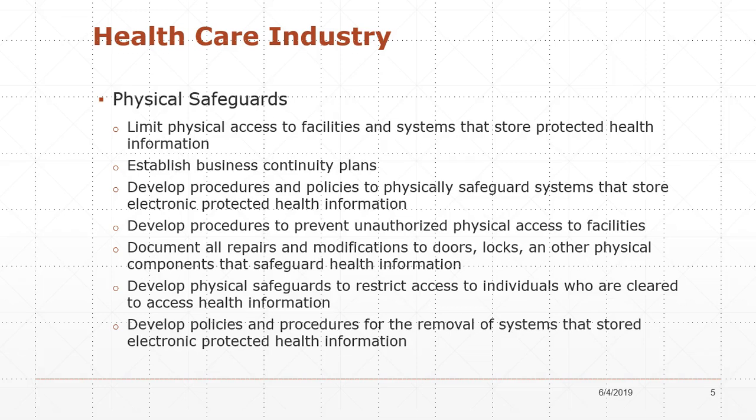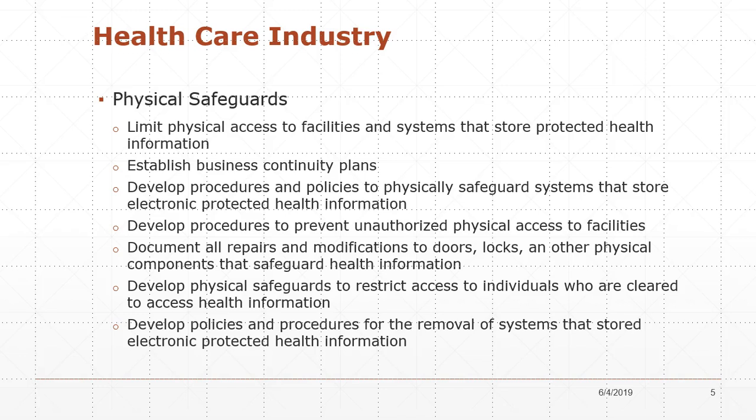For physical safeguards, you can think of these as simply how to physically protect the data. So when you think about that, you want to first think about limiting the physical access to the facilities and systems that store protected health information. When I worked for a telecom company, we actually had to physically build walls inside the company to isolate those people who had access to health data from those who did not.